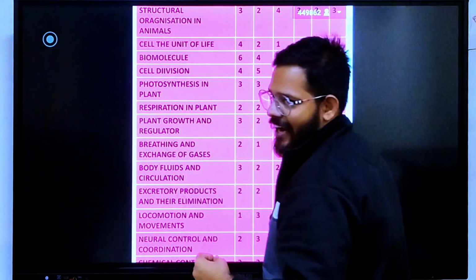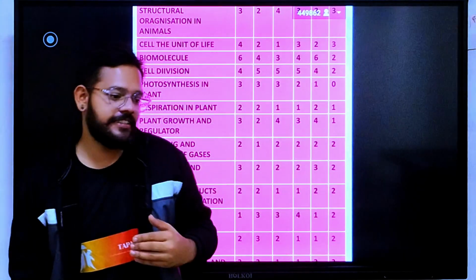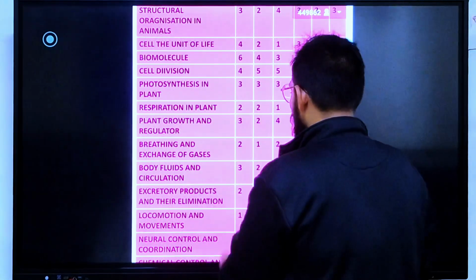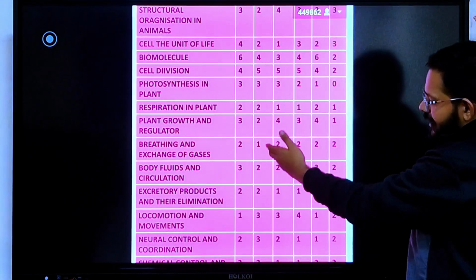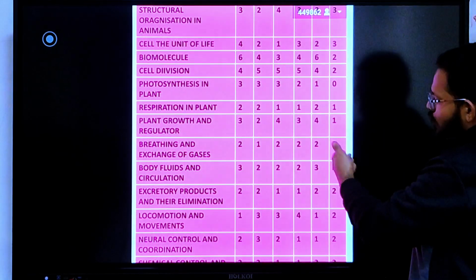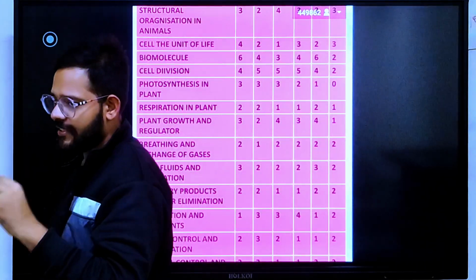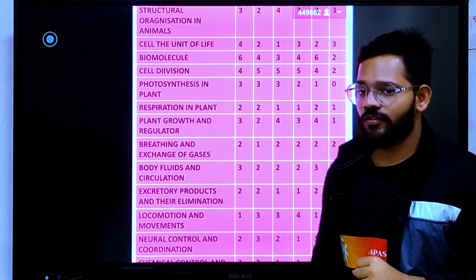Okay, next we are coming towards human physiology, the largest and heaviest weight champion of 11th class. So breathing and exchange of gases, 2 questions. Previously in 2023 1 question, 2, 2, 2. So you are seeing the scenario, either 2 or 1 question. So this year maybe 1 question is coming from breathing and exchange of gases.